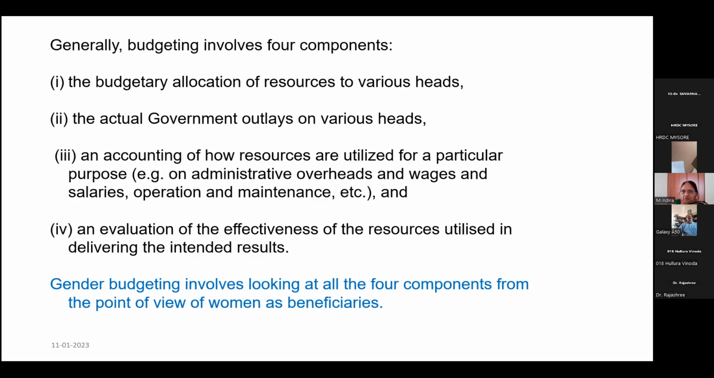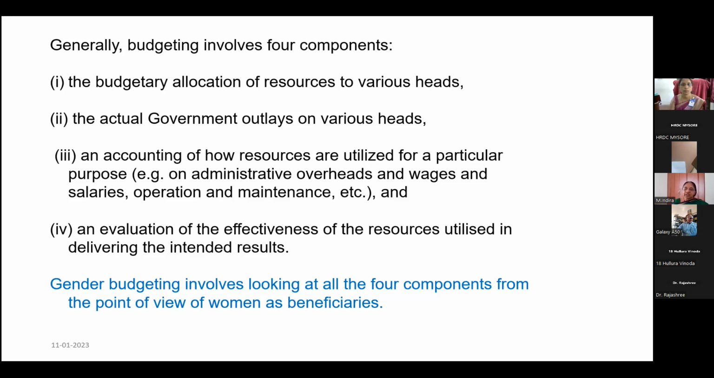See, these stages are generally in any budget, not gender budget alone. Any budget process will have first budgetary allocations. How many crores are allocated for each head, done. After that, actual outlays. Allocation is done, but actual outlays may be different from allocations. So how much money has been allocated, how much outlay has been made in a particular head. And after that, how much is utilized for a particular purpose, for all these heads. Then after that, evaluation, whether these resources are utilized in delivering the results, like what has been targeted, whether that has been achieved or not. So all these 4 stages are there in any budget.